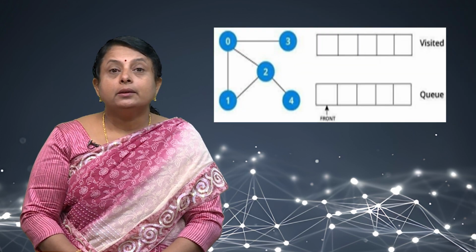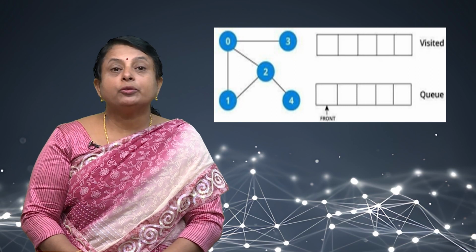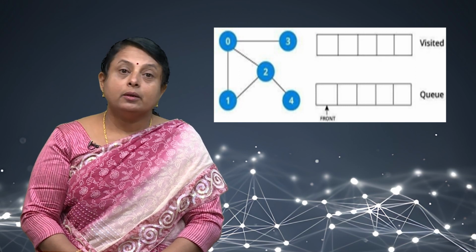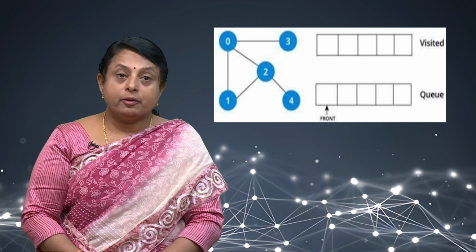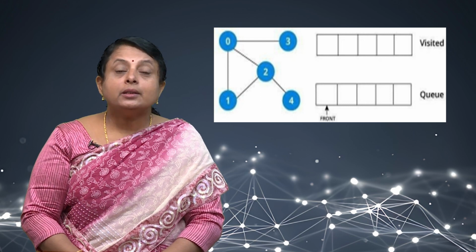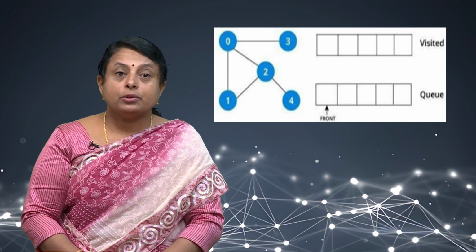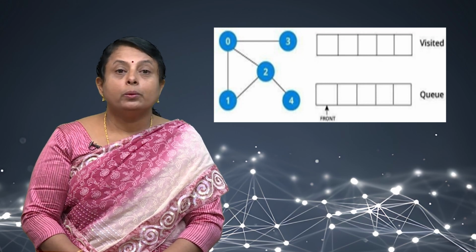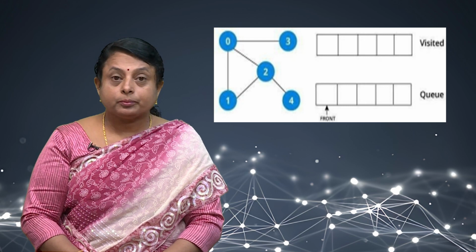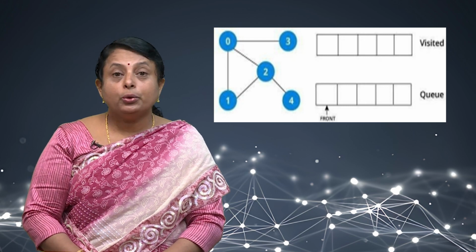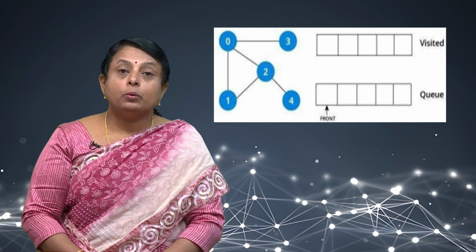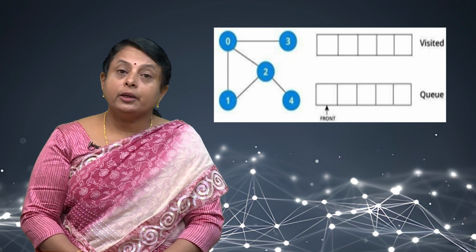Let us consider an undirected graph with 5 vertices for implementing BFS. In this undirected graph, there are 5 vertices: 0, 1, 2, 3 and 4. We will consider two arrays, one a visited list, second a queue data structure.